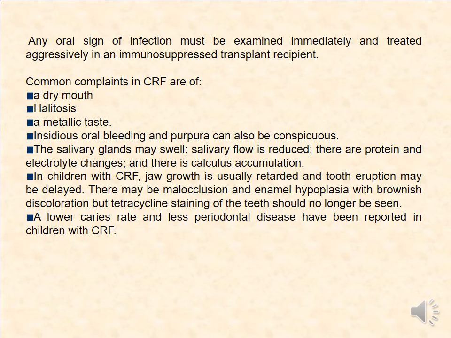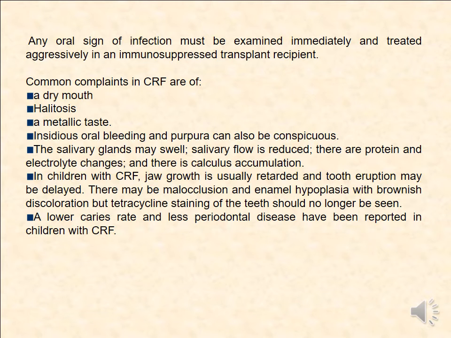Any oral sign of infection must be examined immediately and treated aggressively in an immune-suppressed transplant recipient. Common complications of chronic renal failure in the oral cavity include dry mouth, halitosis, metallic taste, and insidious oral bleeding, and purpura can also be conspicuous. The salivary glands may swell, salivary flow is reduced, there are protein and electrolyte changes, and there is calculus accumulation.